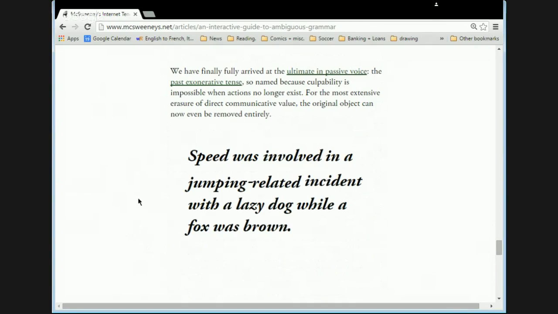Speed was involved in a jumping-related incident while Fox was brown.